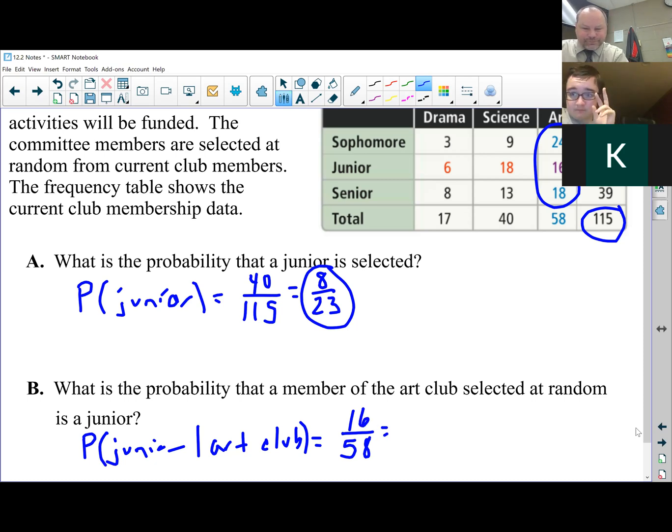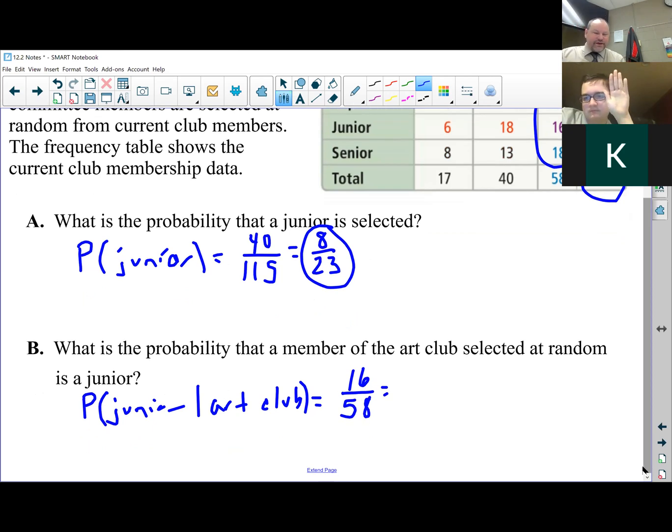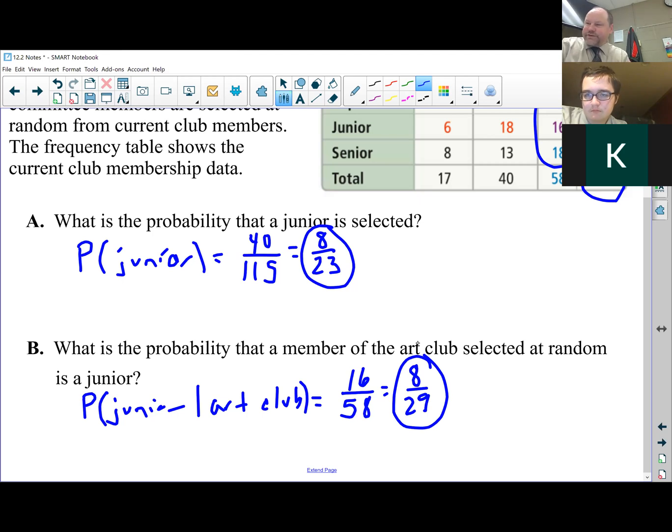And again, if we can, we want to reduce that. Go ahead, Shane. We'll divide by 2 to get 8 over 29. All right. And then we should check, can I reduce 8 over 29? In this case, nope. That is our answer in reduced form. Let's move on to the next. We've got a couple more with this data.